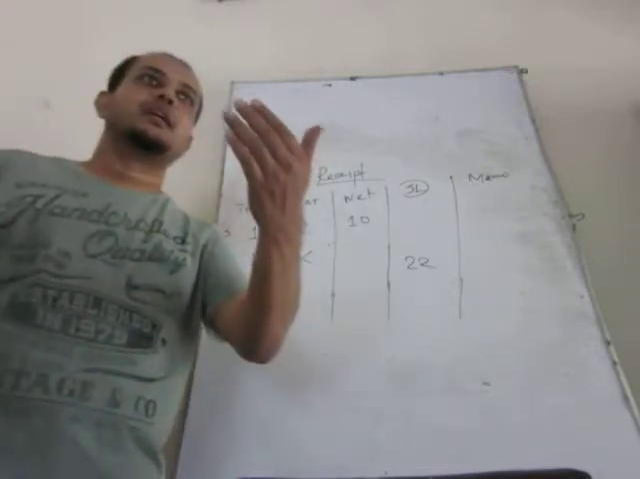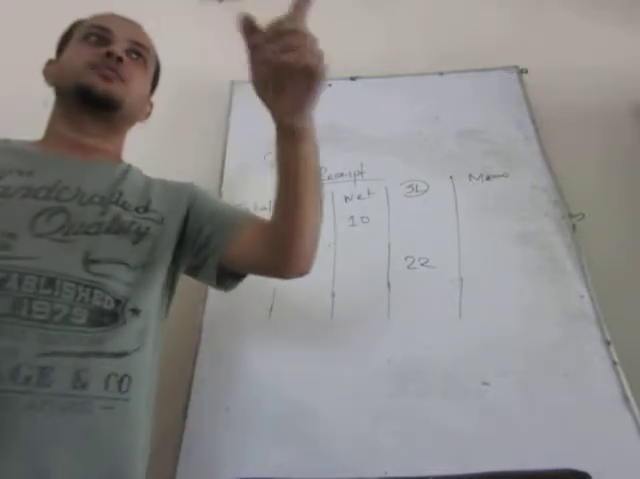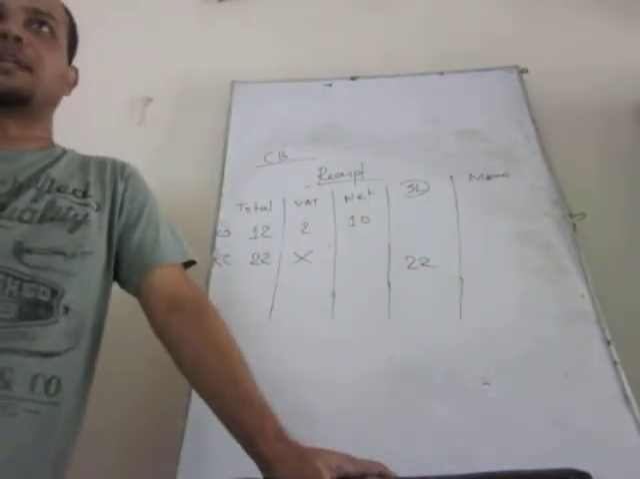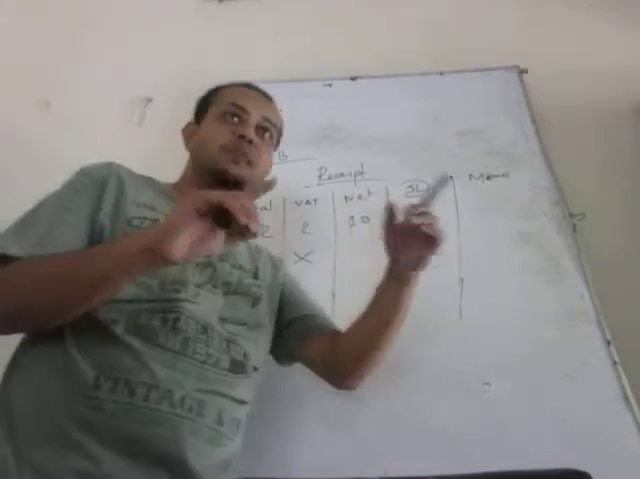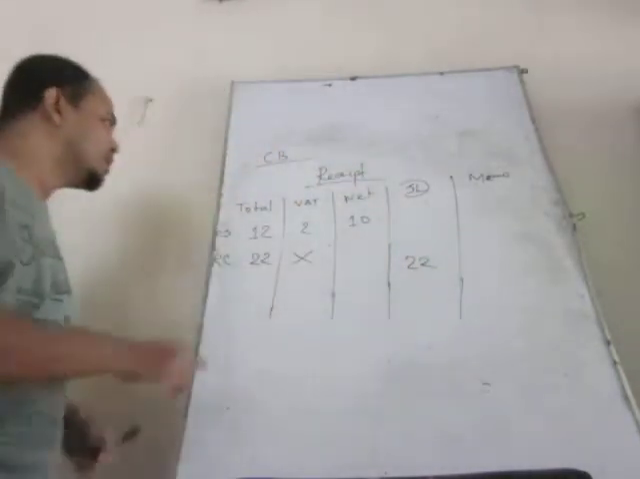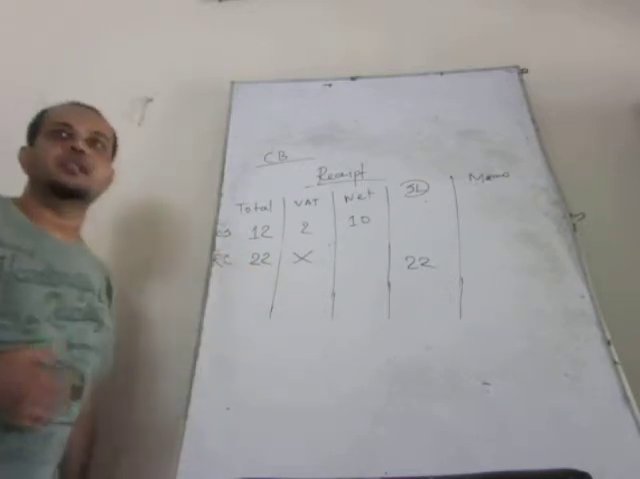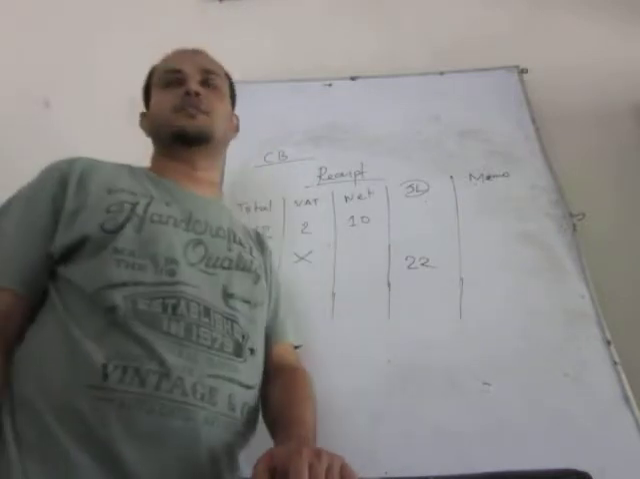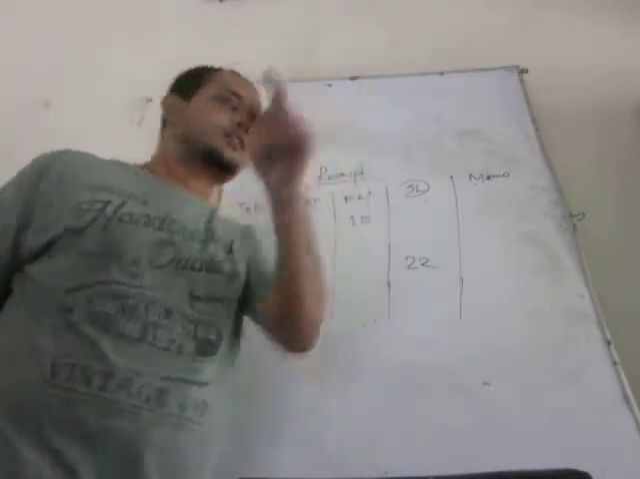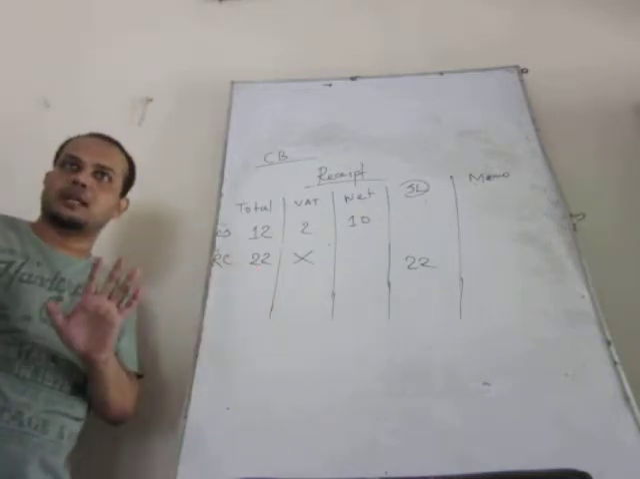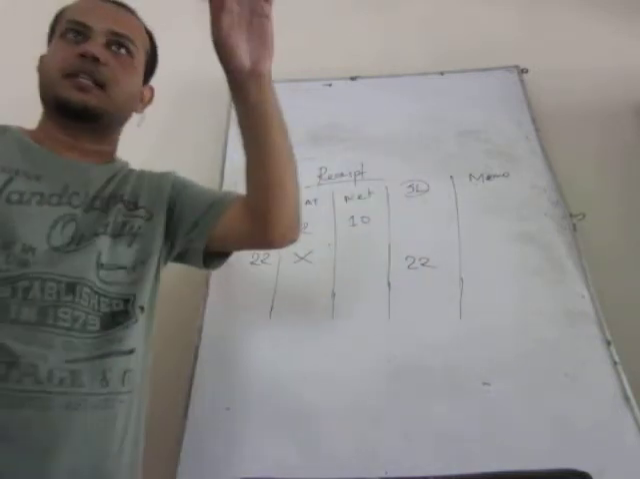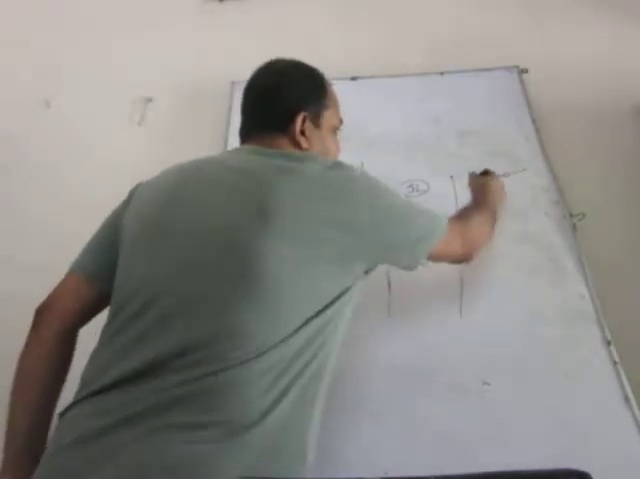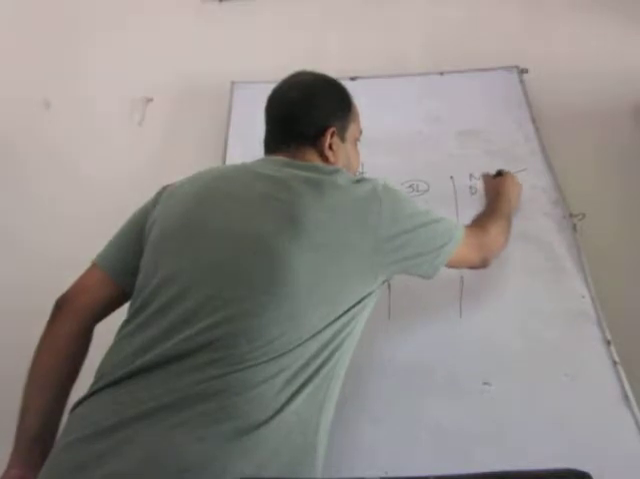It may be possible that you provide a discount to your customer for early payment. This is called cash discount or settlement discount, right? So a discount provision may be there. Suppose if the customer pays this $20 within the next 30 days, then he will be provided a cash discount, suppose $2. So the memoranda column will record the discount amount.